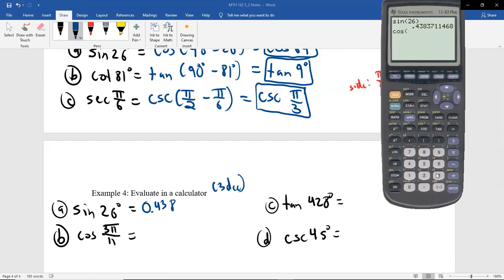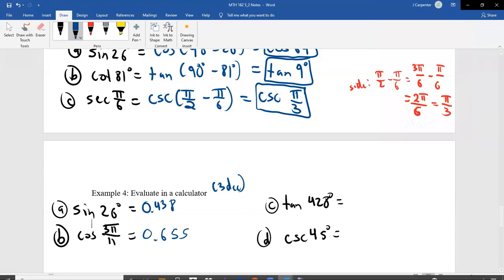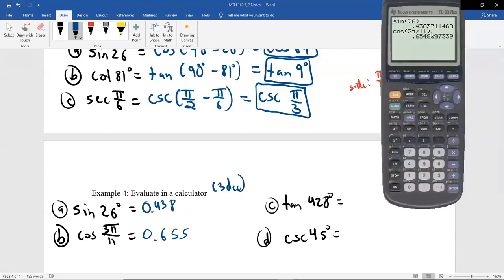Cosine 3 times pi, so second and then the exponent button, divide by 11. See, I clicked too quick, so the extra 1 didn't show up. Close the parentheses, drum roll, and rounding to the nearest thousandth, that should be 0.655, because the number after that, 4, rounds us up. See, that's an 8, so we round up the 4 to a 5.